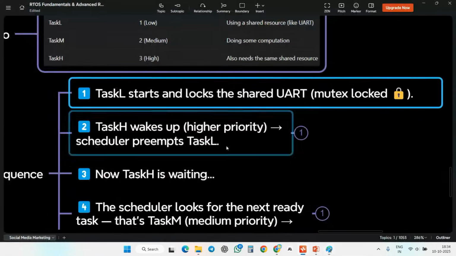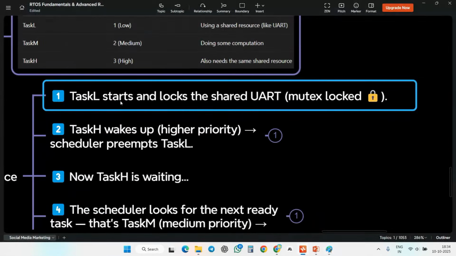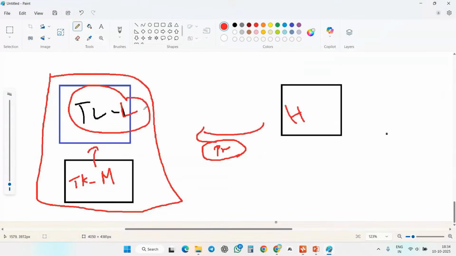What is actually going to happen is that it locks all the shared resources only for the lower priority task. Why? The mutex is only for your lower priority task. Once it has completed, you move to the medium priority, so it is never going to come to this higher priority one.